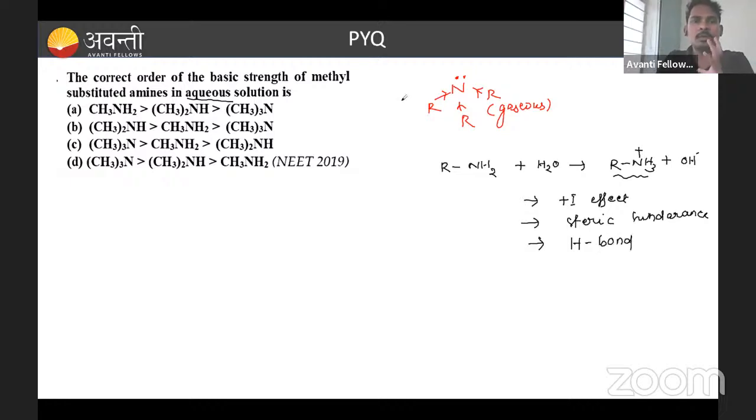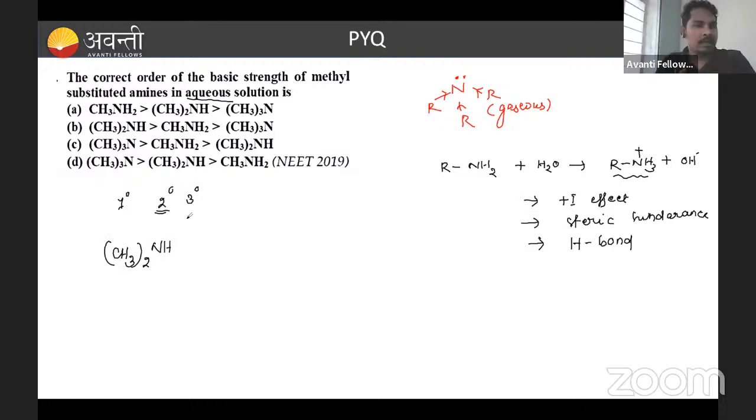You understood this? If we see 1 degree, 2 degree, and 3 degree amines, all these three factors favor 2 degree amines. So we can say the most basic in aqueous medium is the 2 degree amine, (CH3)2NH.